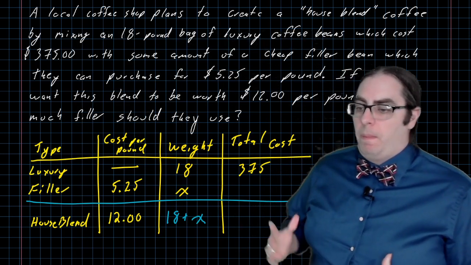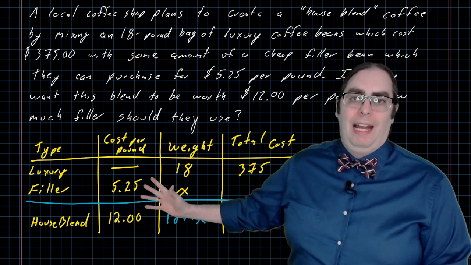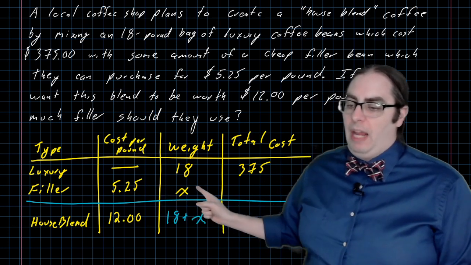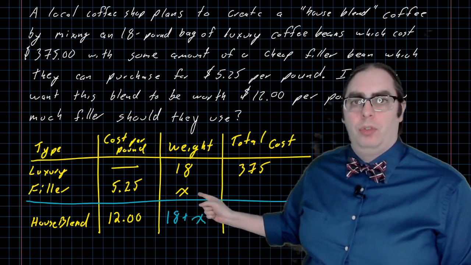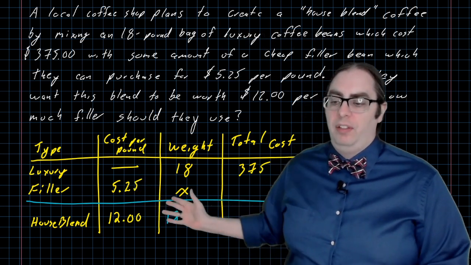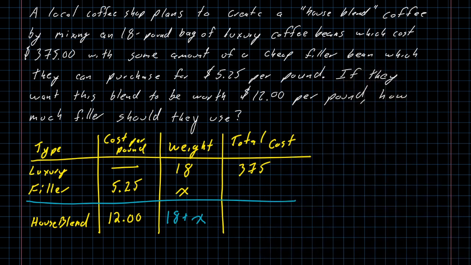Now the big one. The cost per pound that we have is a unit rate. And we know that if we have a cost per pound and we multiply it by a number of pounds, the result will be a cost. So in this case, $5.25 times x is just 5.25x. And then for the house blend, it looks a little bit messy, but 12 times (18 plus x) gives us the total cost of the house blend.